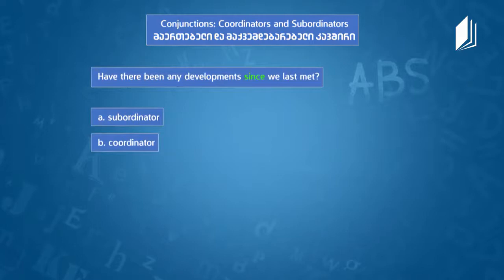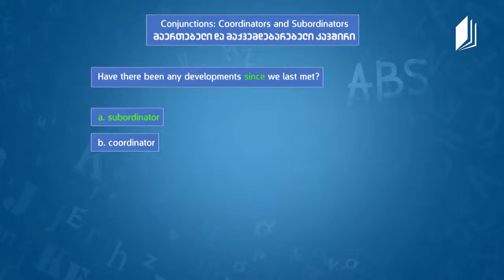Now it's your turn to try. Have there been any developments since we last met? So these do not seem to be equal syntactic elements. The first part is obviously longer than the second part. It has to be a subordinator. You're right. You're absolutely right. Okay, now let's move on.